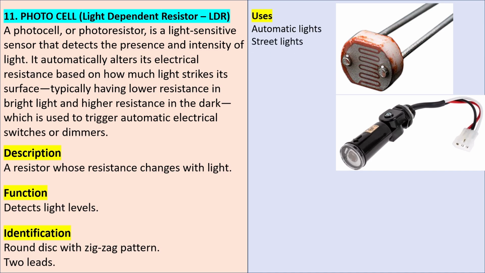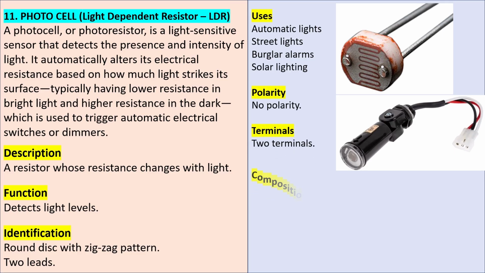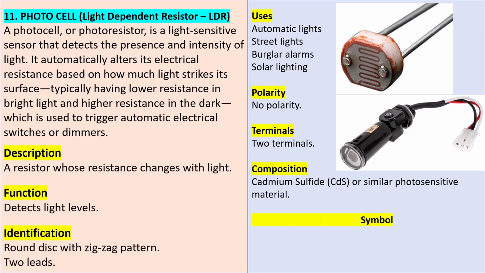The description: a resistor whose resistance changes with light. Function: detects light levels. Identification: round disc with zigzag pattern, 2 leads. Uses: automatic lights, street lights, burglar alarms, solar lighting. Polarity: no polarity. Terminals: 2 terminals. Composition: cadmium sulfide (CdS) or similar photosensitive material. The symbol has 2 arrows pointing towards the resistor.